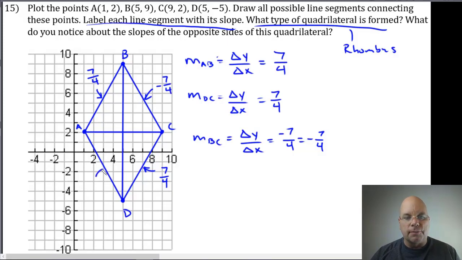And we know from what we talked about before that the slope for AD will also be -7/4. AD and BC are parallel, so the slopes are congruent. What about the slope for AC?